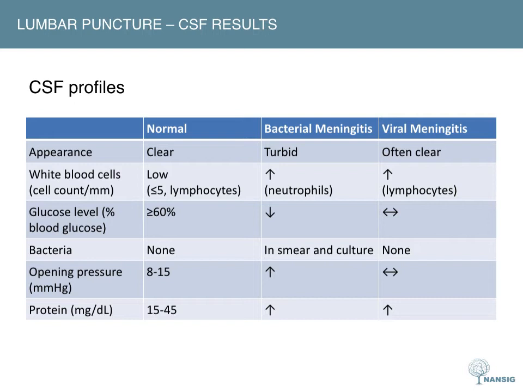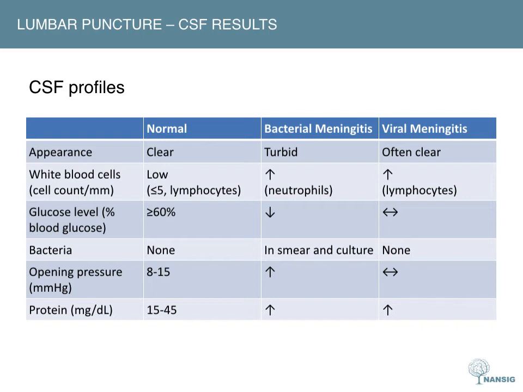Bacterial meningitis is characterized by a turbid or purulent CSF, with elevated white blood cells and the presence of neutrophils. Glucose levels are low, as glucose is a substrate for bacteria, and protein levels are high. Bacteria can be seen in a CSF smear and in bacterial culture. The opening pressure is usually increased.